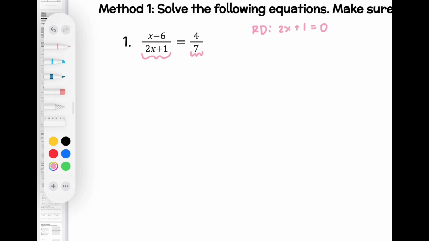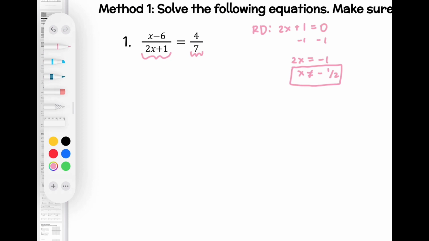We need to figure out what that is and then take it out of our function. If we get that as an answer, then it's not going to work. So I'll solve this for x. I'll subtract 1 from both sides, so 2x equals negative 1. Then divide by 2, so x equals negative 1/2. Because we're talking about a restricted domain, x can't equal negative 1/2. If we get that as an answer, it's not a valid answer.